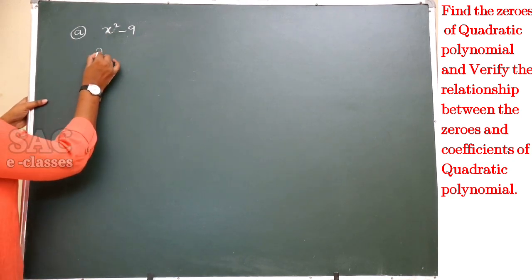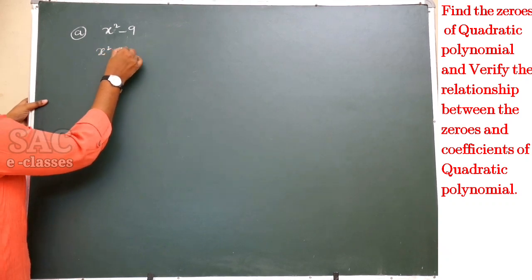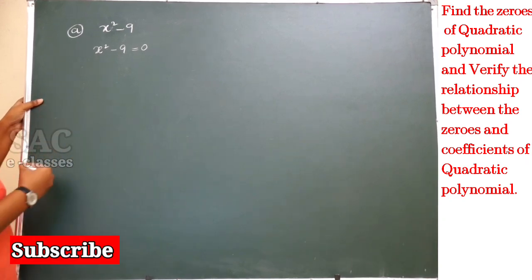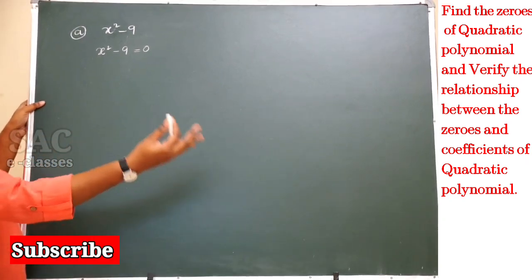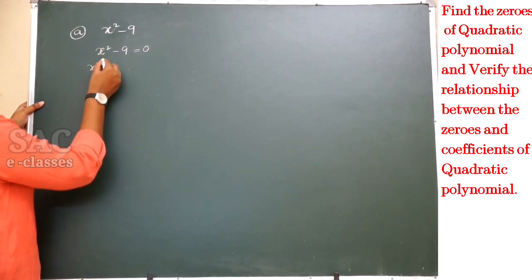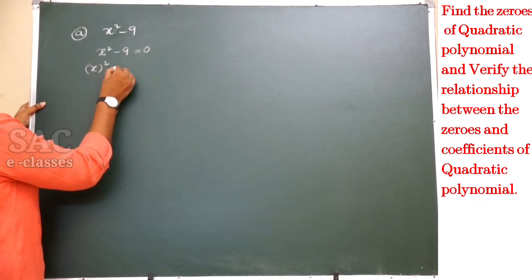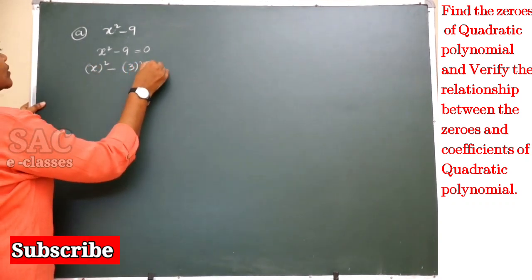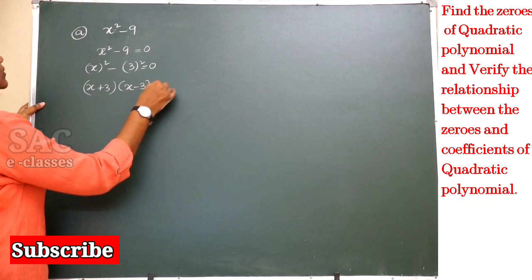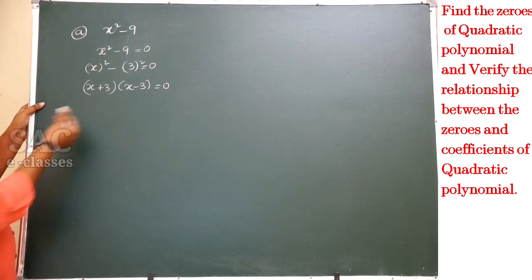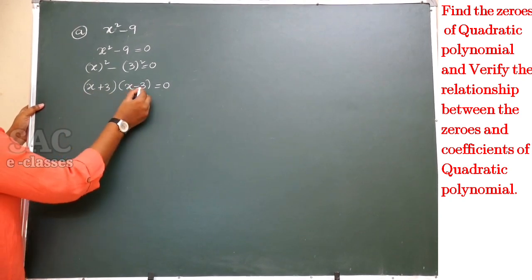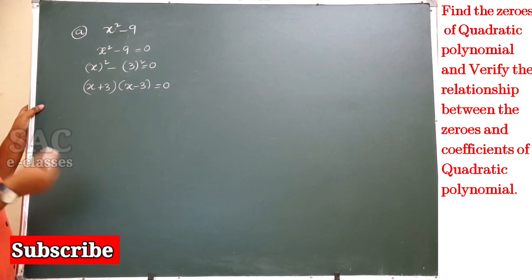First thing, you can write x square minus 9 equal to 0. To get the zeros, obviously what we do is take the value at which the polynomial gives you 0. Now, you can write x square minus 9 equal to 0. You can express it as x whole square minus 3 whole square equal to 0. So (x plus 3) into (x minus 3) is equal to 0. We know that these are non-zero divisors, so either the first one will be 0 or the next one will be 0, or both are 0. Or else it won't be possible.